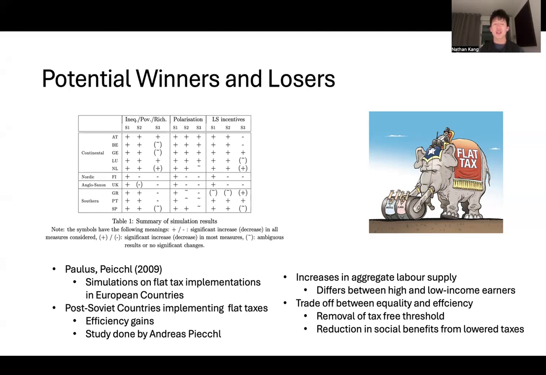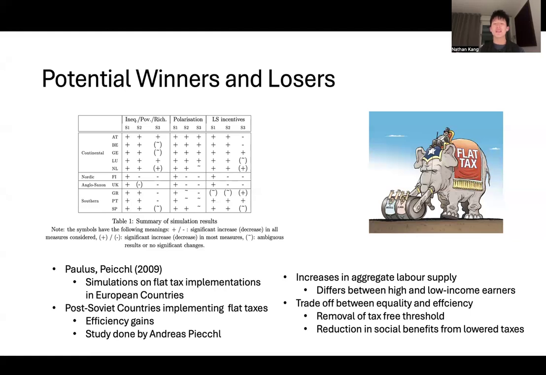However, in another study he did along with Paulus in 2009, where they ran simulations on flat tax implementations for Western European countries, they discovered that while, yes, these countries did experience increases in labor supply incentives, as shown by the diagram on the left, they also experienced increases in inequality and poverty, as well as polarization.